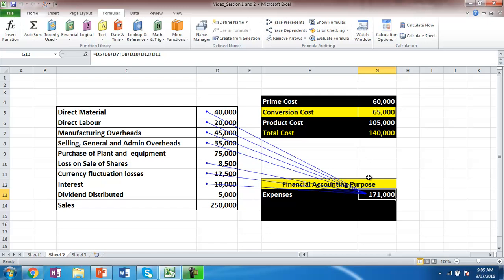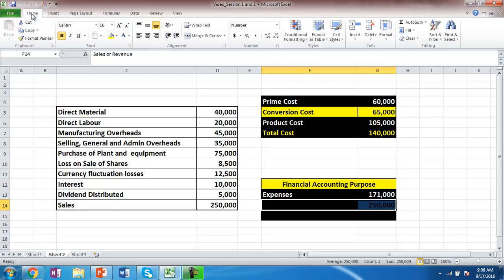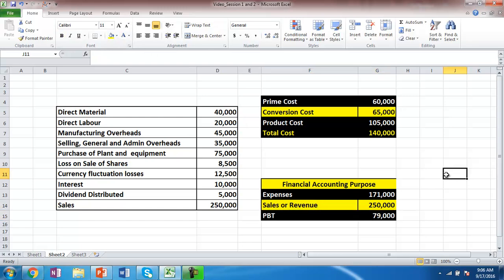Here, observe that we don't make a distinction between direct and indirect, between fixed and variable, between product cost, conversion cost, or SGA and manufacturing overhead. All expenses are shown together. Because the purpose of financial accounting is to find profit, and profit is equal to sales minus the expenses, and here the sales is 250.